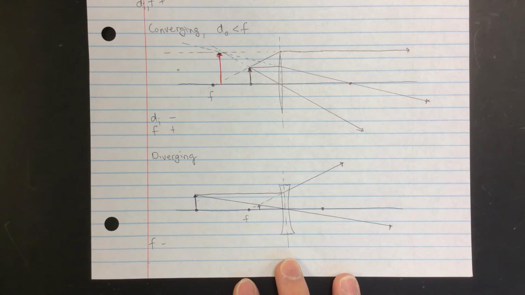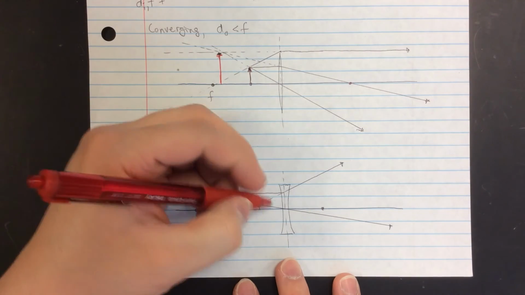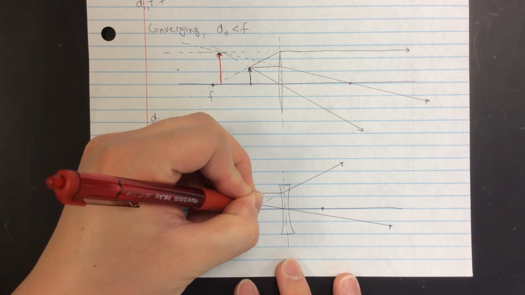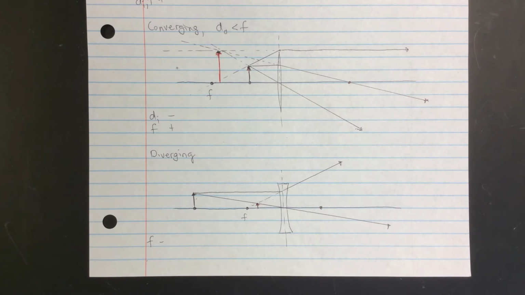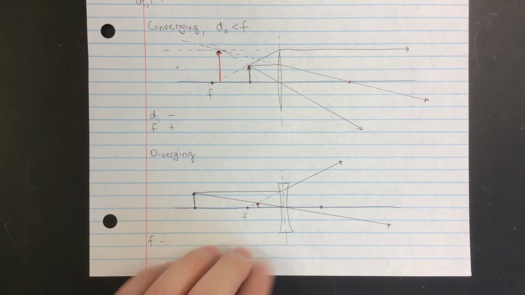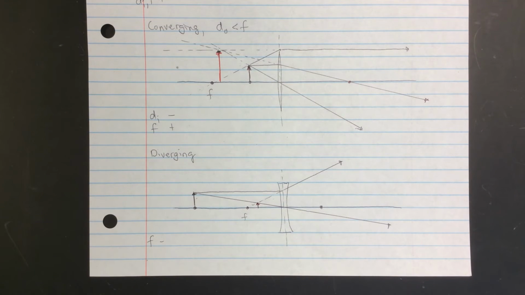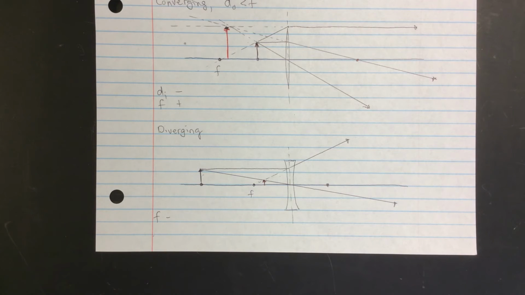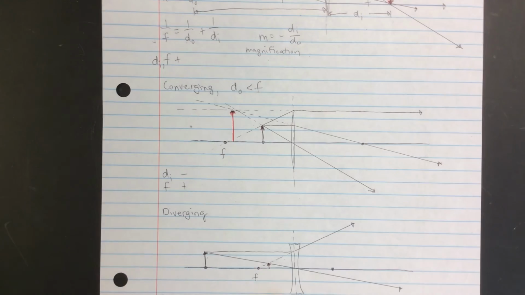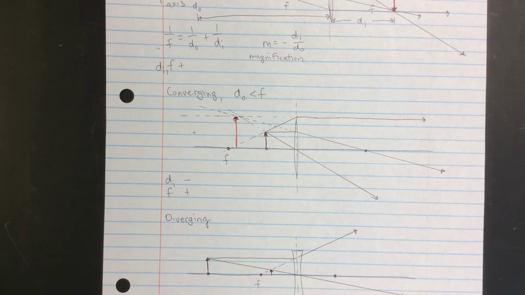But your image is going to be like this. It's really hard to draw that third ray. I can't remember. Just use these two rays. These are the easier ones to use when you're talking about a diverging lens. Okay, so this is for the object distance greater than... or does it not? It doesn't particularly matter for diverging lenses.